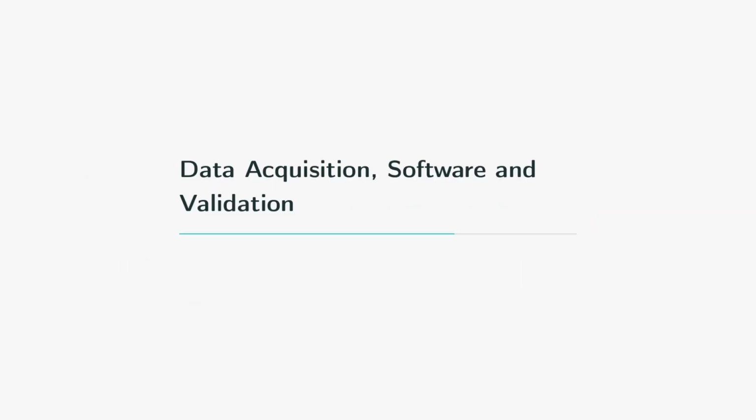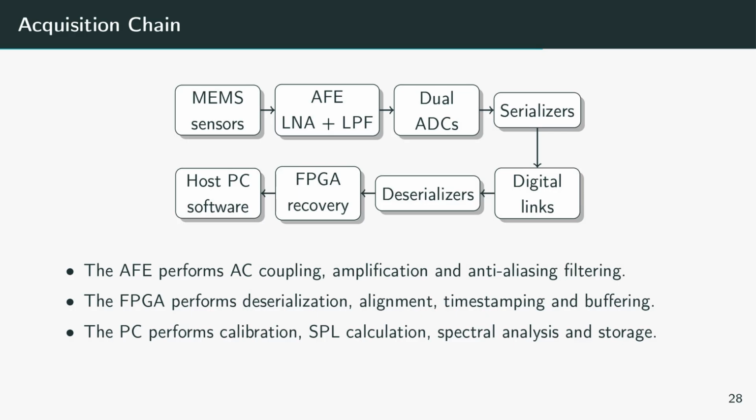Now, I will explain the data acquisition, software processing, and validation strategy of the system. This slide shows the complete acquisition chain, from the MEMS sensor to the host PC software. The MEMS sensor provides two analog outputs, one low-frequency channel and one high-frequency channel. These signals first go through the analog front end, where we perform AC coupling, low-noise amplification, and anti-aliasing filtering.